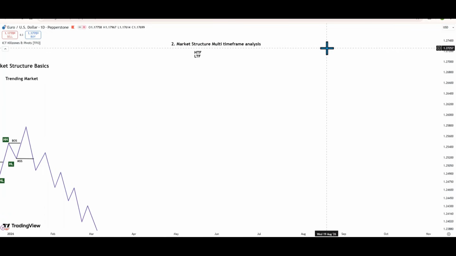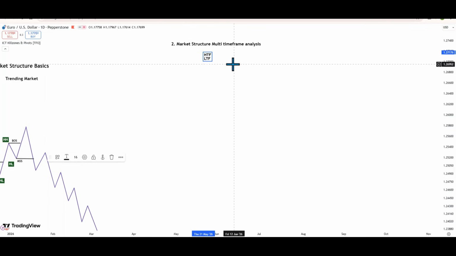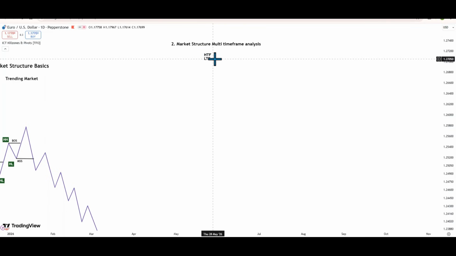Now that you understand the basics of market structure, I want us to look at market structure in relation to the different time frames that we have. Of course we have higher time frames and lower time frames. A higher time frame is any time frame higher than the time frame that you're looking at. If you're looking at the 4 hour, any time frame higher than the 4 hour is a higher time frame, and any time frame lower than the 4 hour is a lower time frame.